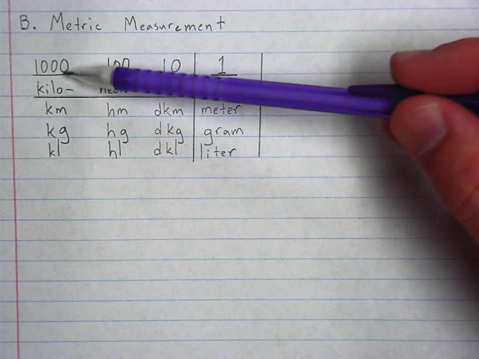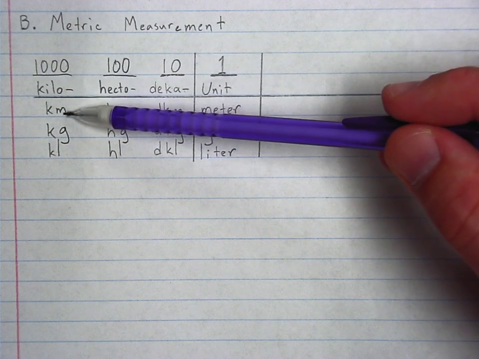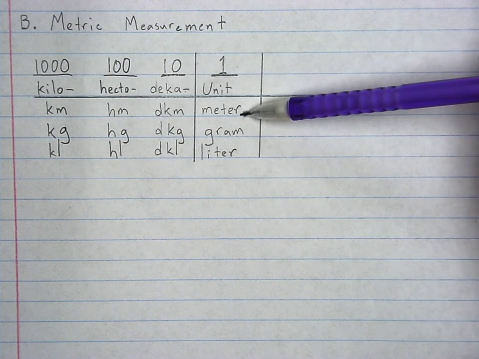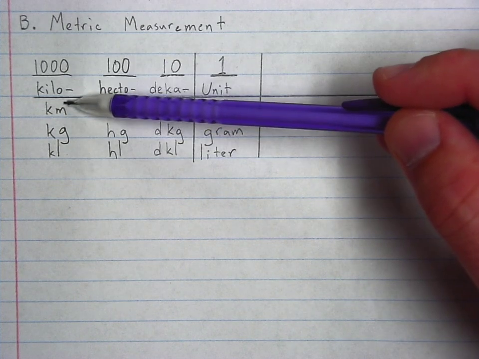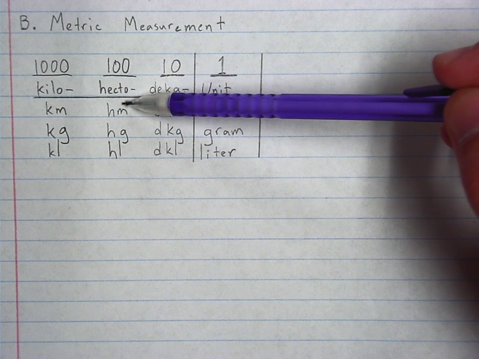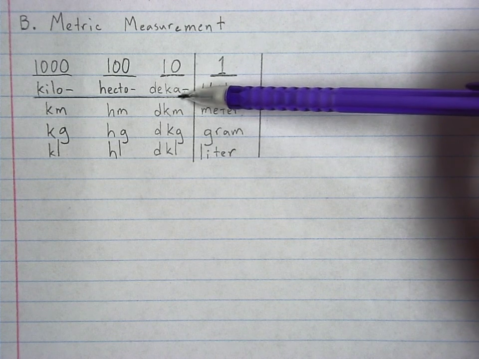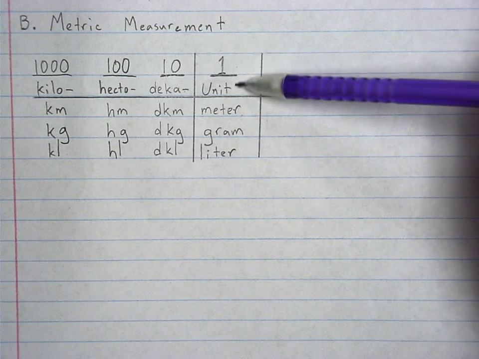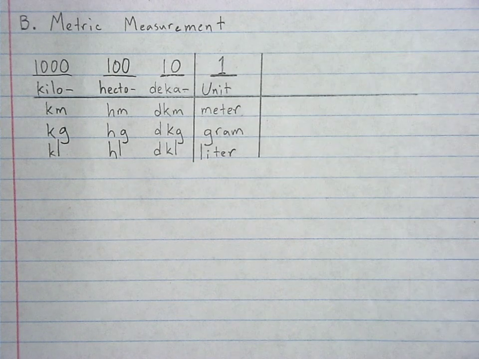If you have 1,000 kilometers, excuse me, let me say that a different way. If you have 1 kilometer, that is 1,000 meters. If you have 1 kilometer, that's 10 hectometers, 100 decameters, or 1,000 meters. We'll spend more time with that in class.